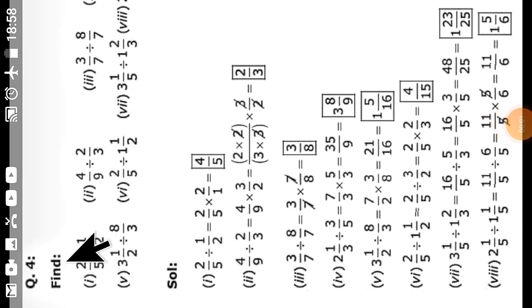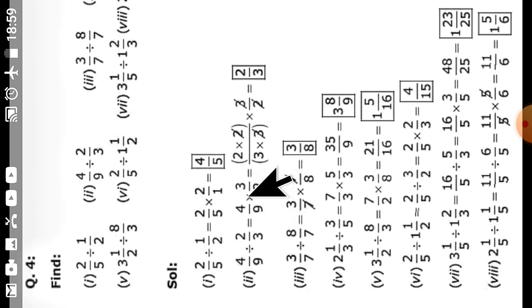Question number 4. Find the solution. So let us see 2 upon 5 divided by 1 upon 2. Now see, the fraction after division sign will get reversed. Okay. So 2 upon 5 into 1 upon 2 will become 2 upon 1. So 2 upon 5 into 2 upon 1 equal to 2 2 is 4 and 5 1 is 5. So 4 upon 5. 4 upon 9 divided by 2 upon 3 equal to 4 upon 9 into 3 upon 2. 2 upon 3 will get reversed. It will become 3 upon 2.